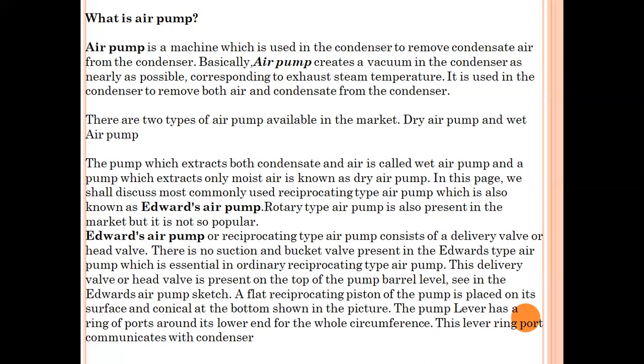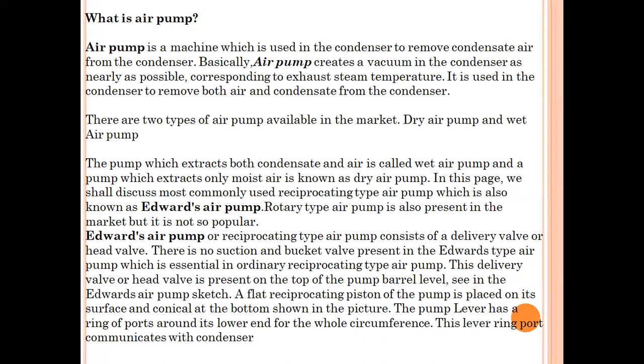The Edward air pump, a reciprocating type air pump, consists of a delivery valve or head valve. There is no suction and bucket valve present in the Edward type air pump, which is essential in an ordinary reciprocating type air pump. This delivery valve and head valve is present on the top of the pump barrel level.